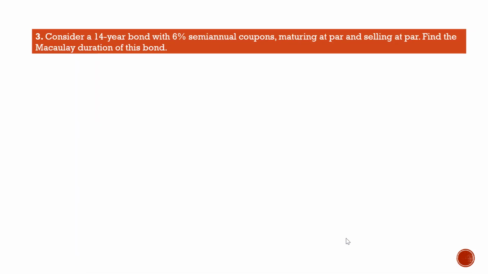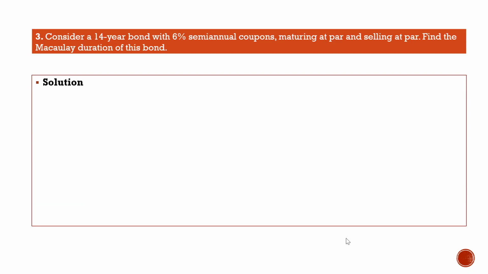Question 3. Consider a 14 year bond with 6% semi-annual coupons maturing at par and selling at par. Find the Macaulay duration of this bond. So for this investment, we have a bond with semi-annual coupons. 6% semi-annual coupon means 3% for each half year is the coupon rate. And we are going to let F be 1 for convenience.